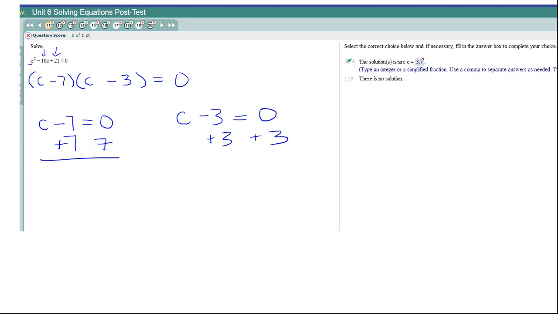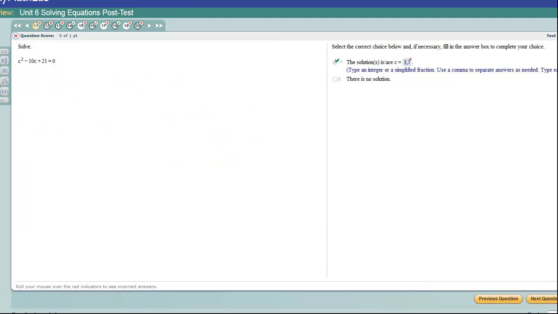So I add 7 to both sides and I get c equals 7, and over here I add 3 to both sides and I get c equals 3. And that checks out. 3 and 7 are the solutions. Okay, that was number 11. Number 12.